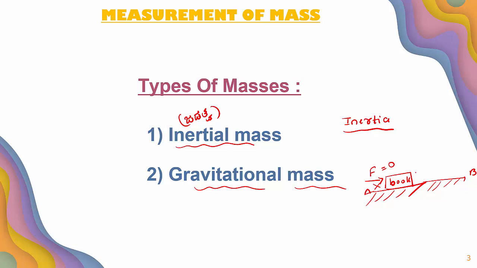Another example, if a car is moving on the road. If you want to stop that moving car, what can we do? We have to apply the brakes. Without applying an opposing force to the car, the car will not come to rest. So this is what inertia is. Inertia is the opposition.